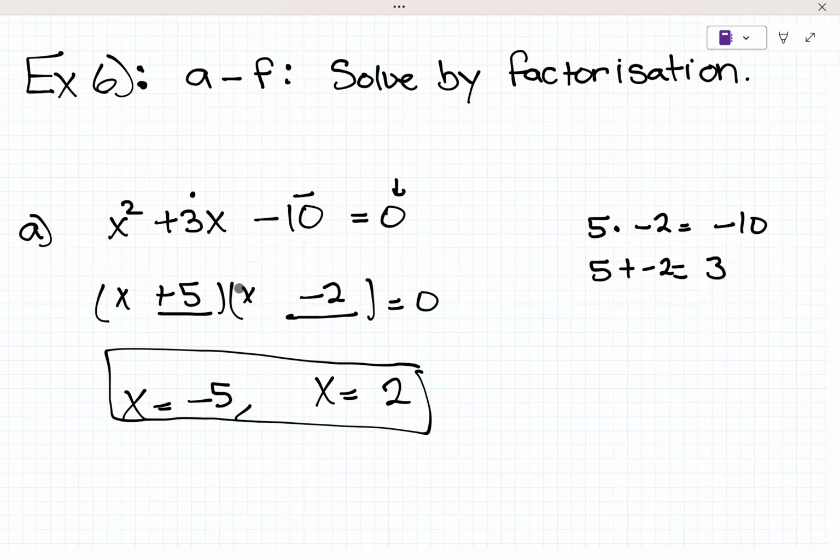Okay, does that make sense? So what I'm really doing is, after I set the parentheses, I'm literally setting each parenthesis to 0, but I'm kind of doing it in my head, right?